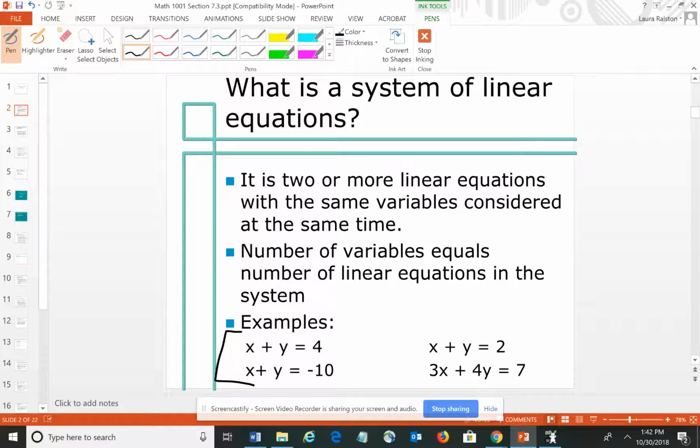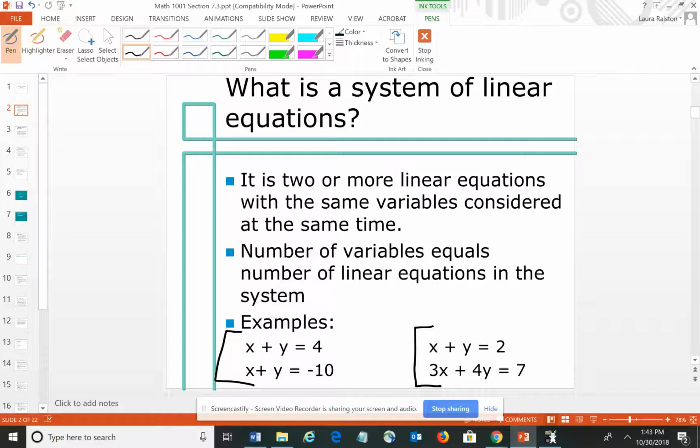and we have two variables and two equations. The other system we have here is x plus y equals 2 and 3x plus 4y equals 7. Again, considered together at the same time, that is a system. We have two variables, two equations. If you were to have three variables, you would need three equations. If you have four variables, you need four equations, and so forth.